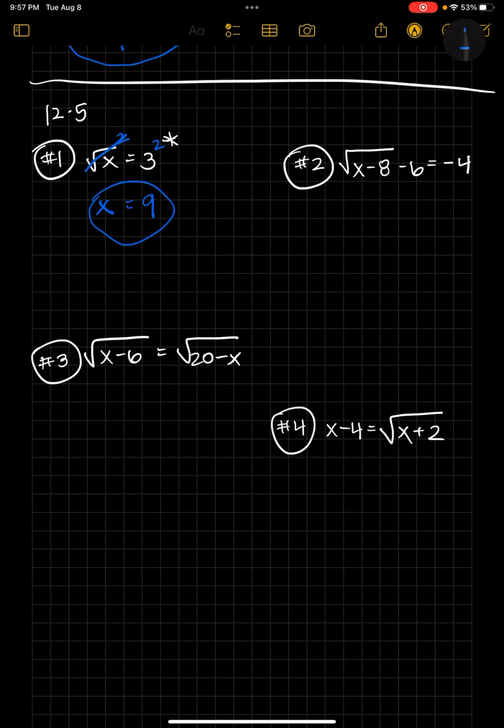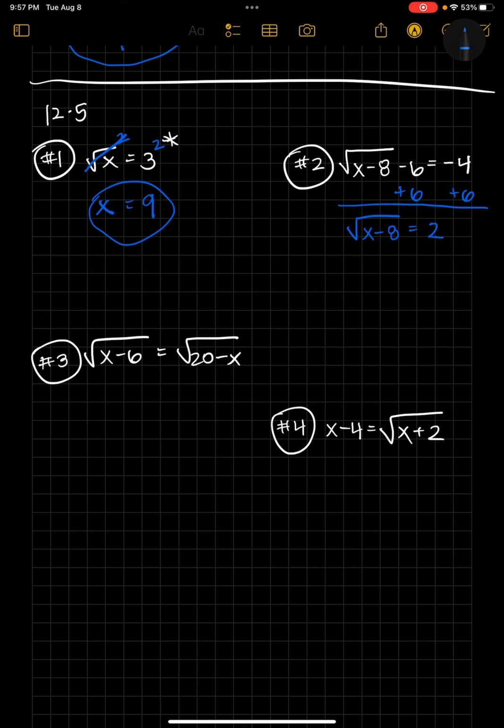And then the second example. Well, the first example is super easy, right? The second example is a little bit harder. When you have extra numbers and stuff, the first thing you want to do is get the square root portion by itself. So what I'm going to do is add 6 to both sides because the 6 isn't inside the square root. So I get x minus 8 is equal to negative 4 plus 6 gives me 2.